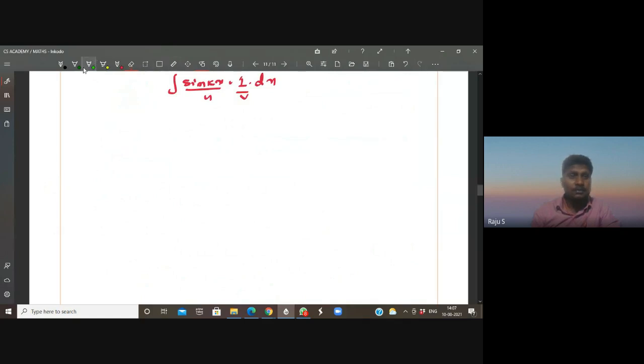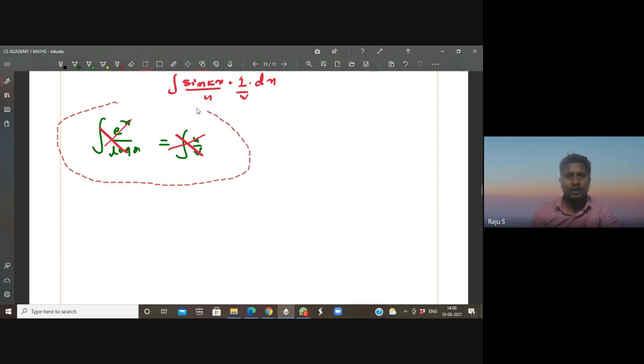Remember, students, for example, the function e power x by log x. How can you find this integral here? Can we apply the U by V rule? Remember that there is no U by V rule in integration. There is no formula for U by V.